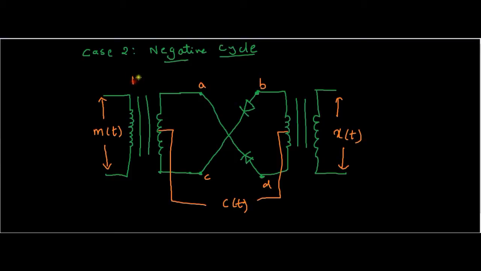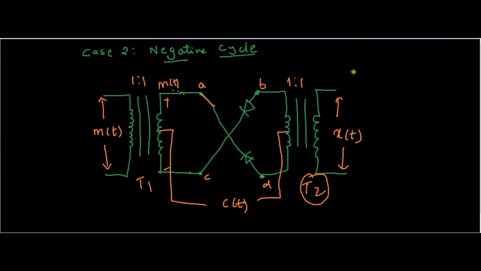Since the turns ratio is 1:1, this is transformer T1 and this is transformer T2. Turns ratio is 1:1 here. So what happens? You can see the m(t) will appear across the secondary of transformer T1. So this message signal is getting applied to the primary of transformer T2 in reverse direction. The plus is connected in this fashion to D, and the negative of this message signal is connected to B. So as you can see, it is reversed.